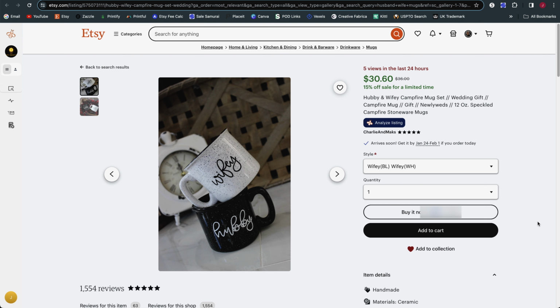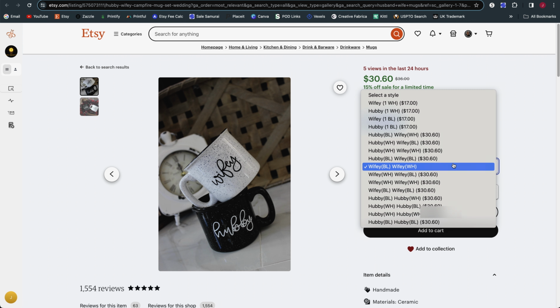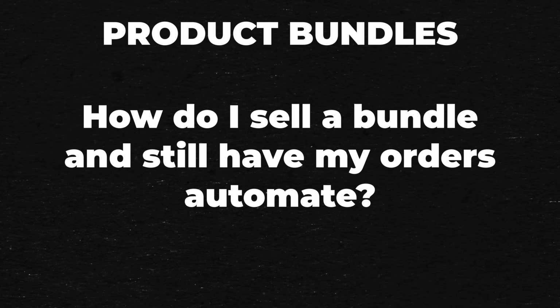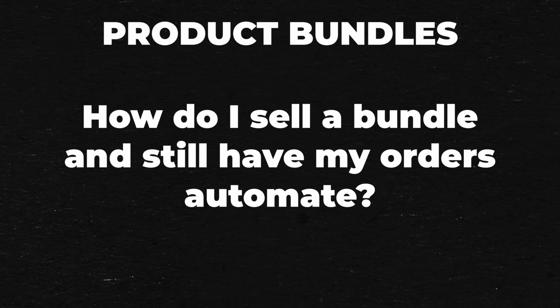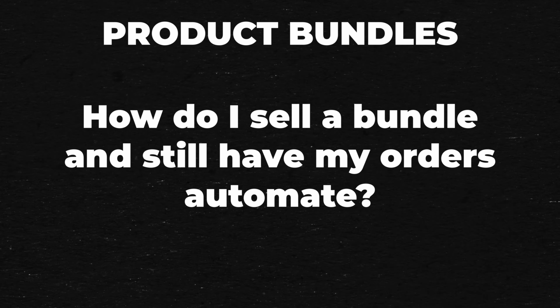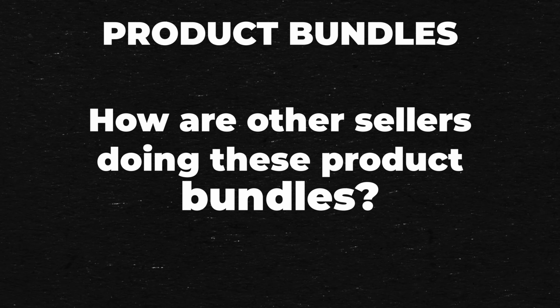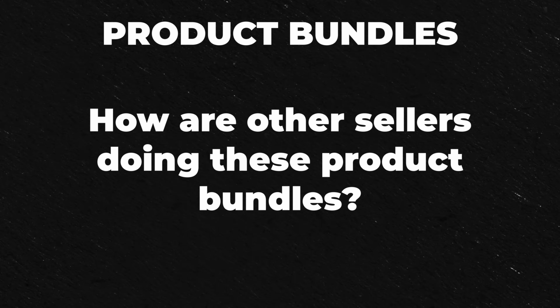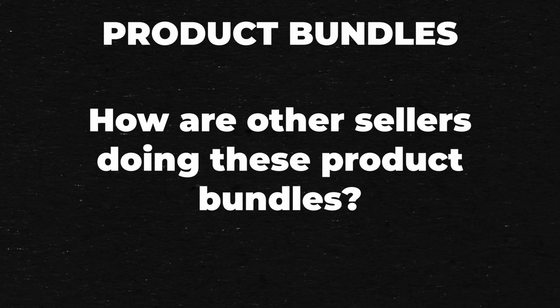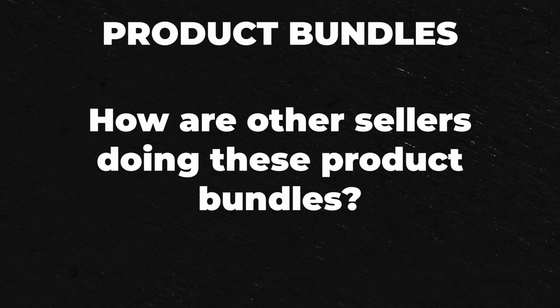But the main question that I want to address in this video is really about the bundle listings and print on demand. I've gotten a lot of questions over the last couple of years from sellers who are doing print on demand like I do, and they're asking, how do I do a bundle listing and still have the orders automate? And some people have asked it a different way and said, how do these other sellers do these bundle listings? Because I can't figure out a way to do it with Printify or Printful or Gelato or one of the other print-on-demand platforms.